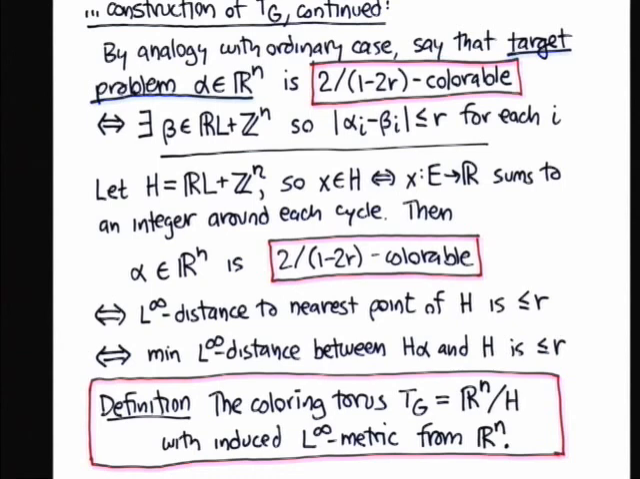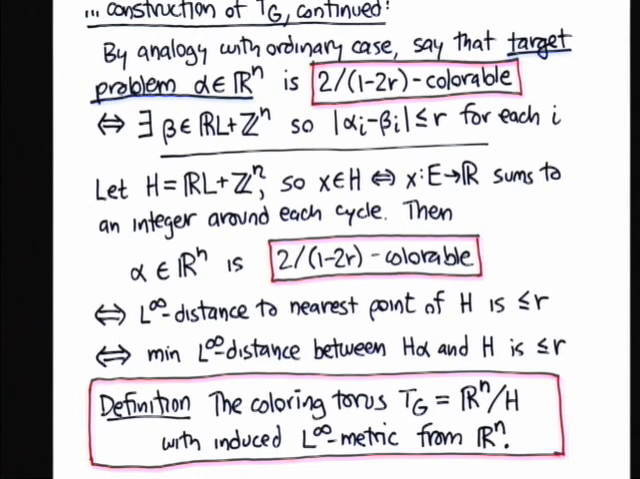And in some sense, it's easiest to think of this in terms of the universal cover of everything we've been doing when we fold it. And so we're saying that an element of the space Rn is 2 over 1 minus 2r colorable if the distance to the nearest point of H, think of H as this periodic set of subspaces, the L infinity distance to the nearest point of H is less than or equal to r.